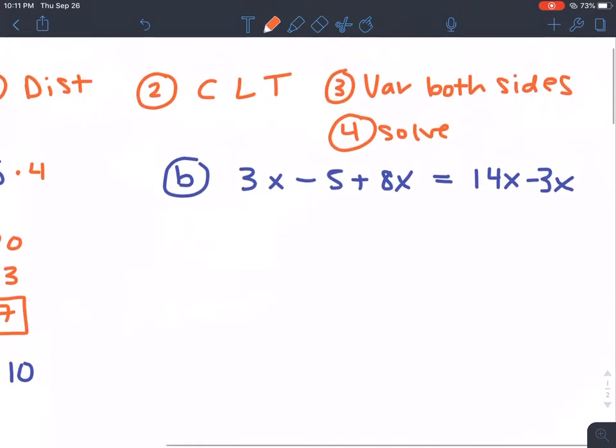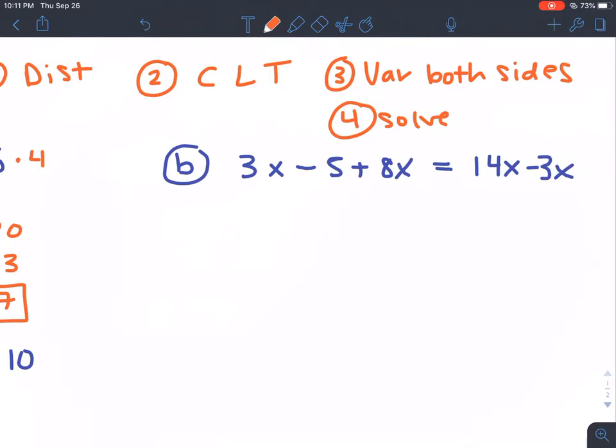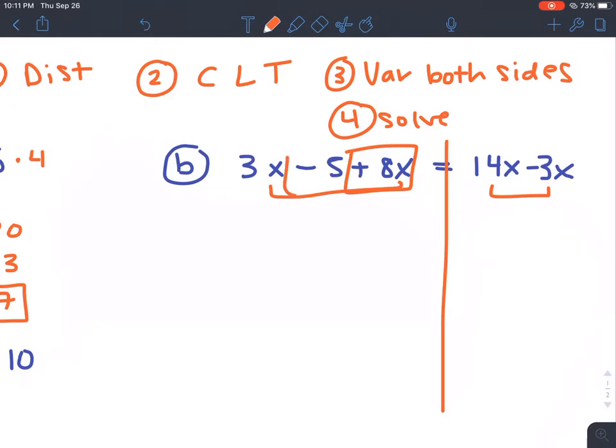On the second example, we're going to want to use all 4 steps again. There is not any distribution, but there are like terms. On the left side, I have 2 things that have x's in them. So this might be a good example where I draw a line through. So I have 3x and 8x, and then I have 4x minus 3x on the other side. So 3x, and then I have plus 8x. Again, the sign in front of the 8x is going to be the operation we use. The negative goes with the 5, or the subtraction goes with the 5. So I get 11x minus 5 equals 14x minus 3x gives me 11x as well.